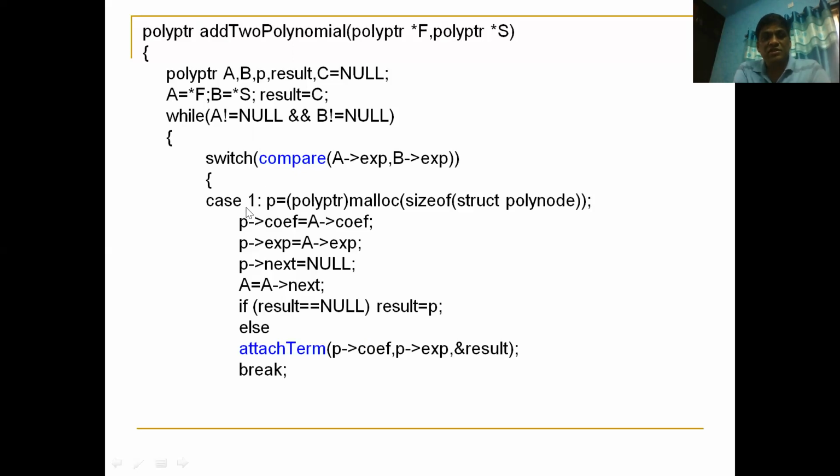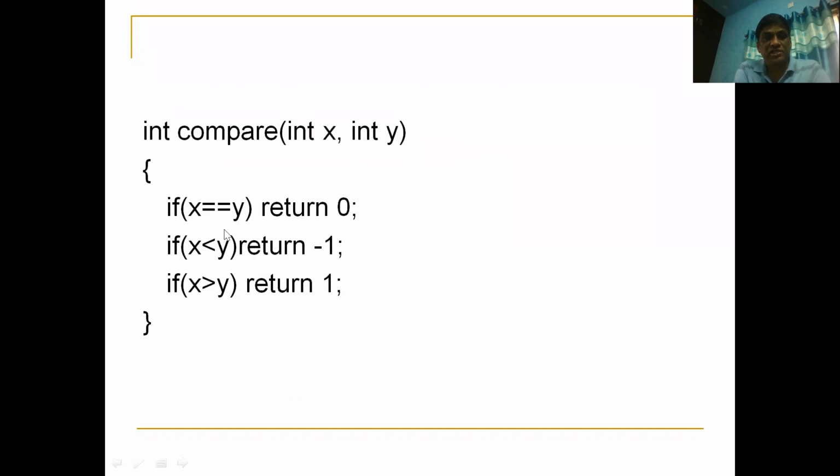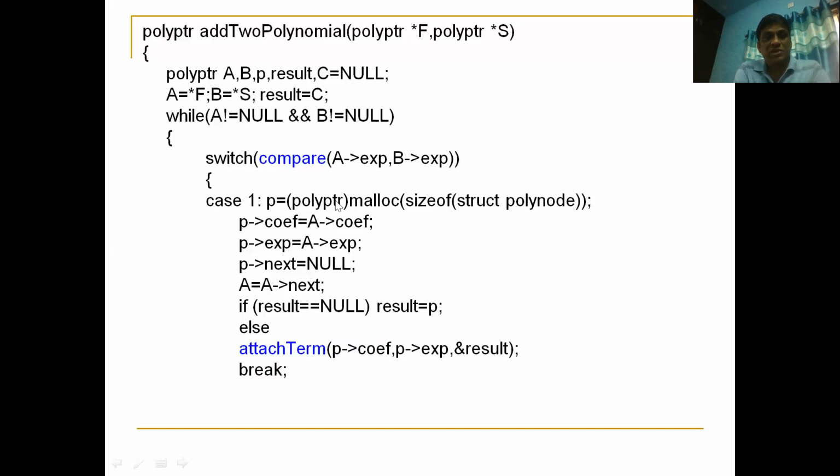Case 1 means that exponent of a is greater than exponent of b, right? Case 1 means that exponent of a is greater than exponent of b, then we return 1. Therefore, case 1 means exponent of a is greater than exponent of b. So then what we do is simply add the term of this a to the result polynomial.